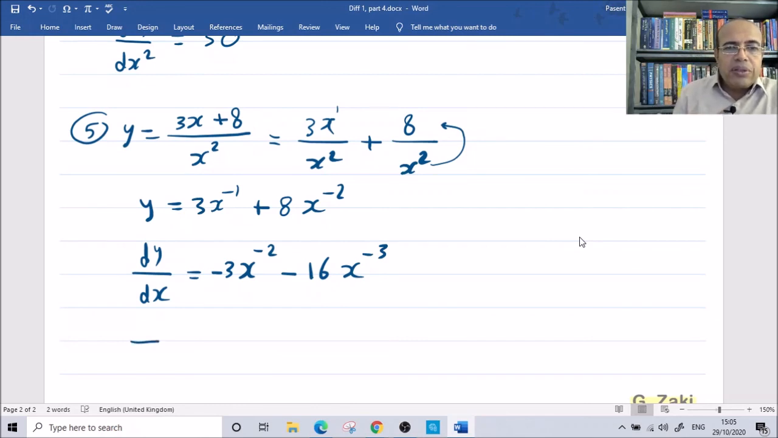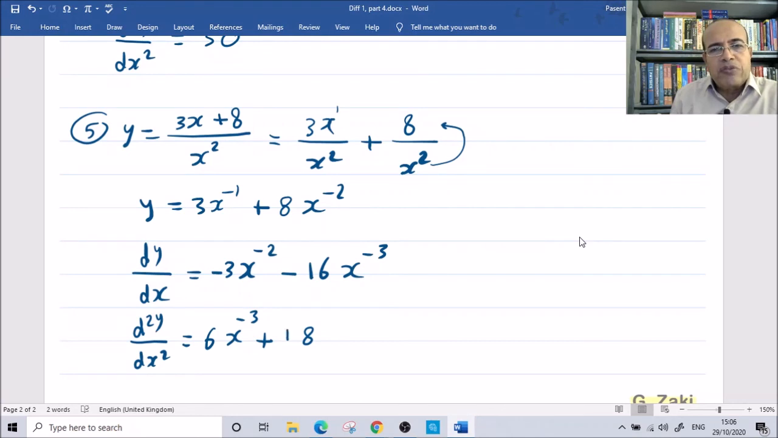The second order derivative, d2y by dx2. Negative 2 times negative 3, positive 6. X power negative 2 minus 1, negative 3. Negative 3 times negative 16, negative times negative positive. 3 times 16, 48. And reduce 1 from the power, it becomes a negative 4.